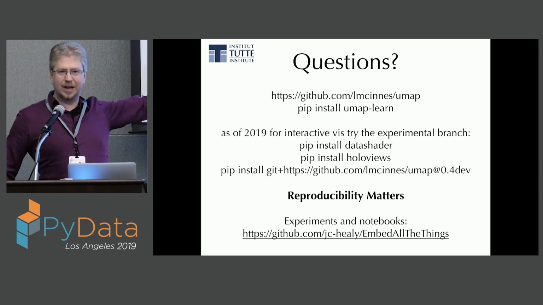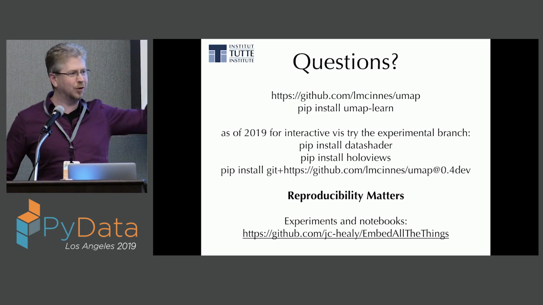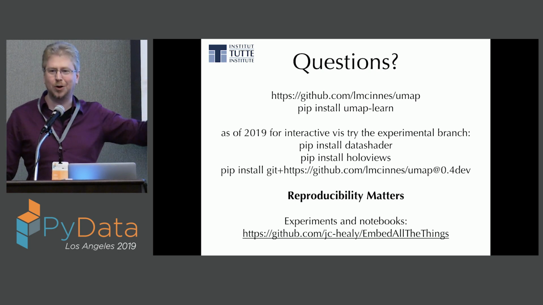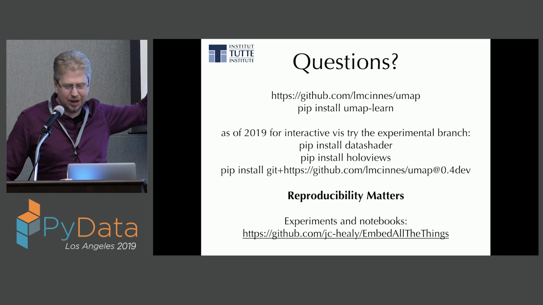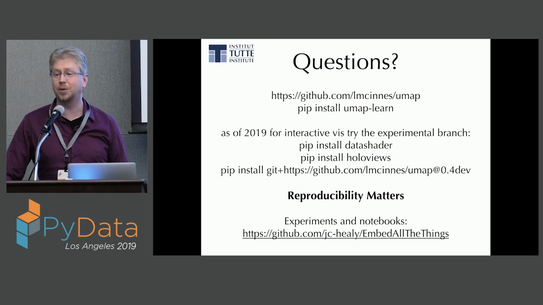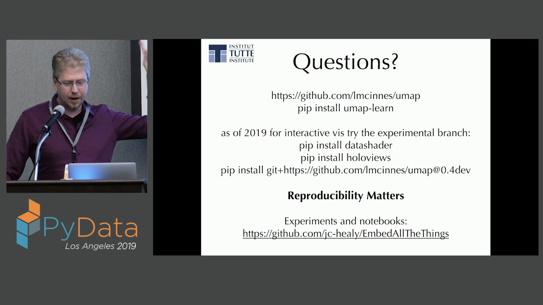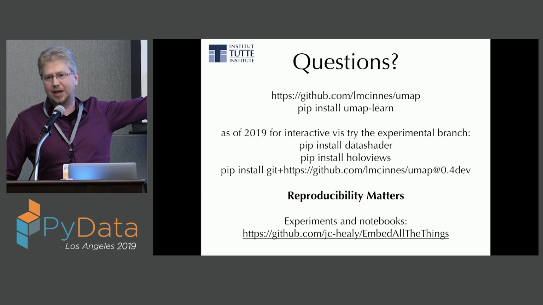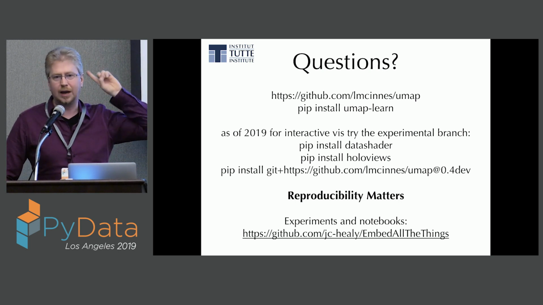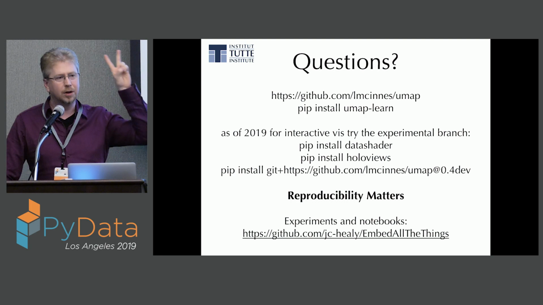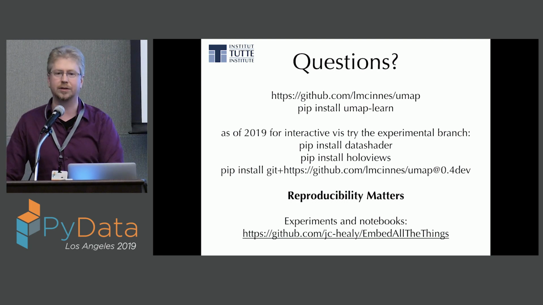If you're running this in 2019 and not 2020, you're going to have to use the dev version if you would like to have those pretty plots that I've been doing. They're in the 0.4 dev version of UMAP. The installation instructions are there, but they're also at the top of every notebook in the repo. Reproducibility matters. That is the GitHub repo where you can download both the talk and all of the notebooks that will allow you to go and embed all your things. Thank you.